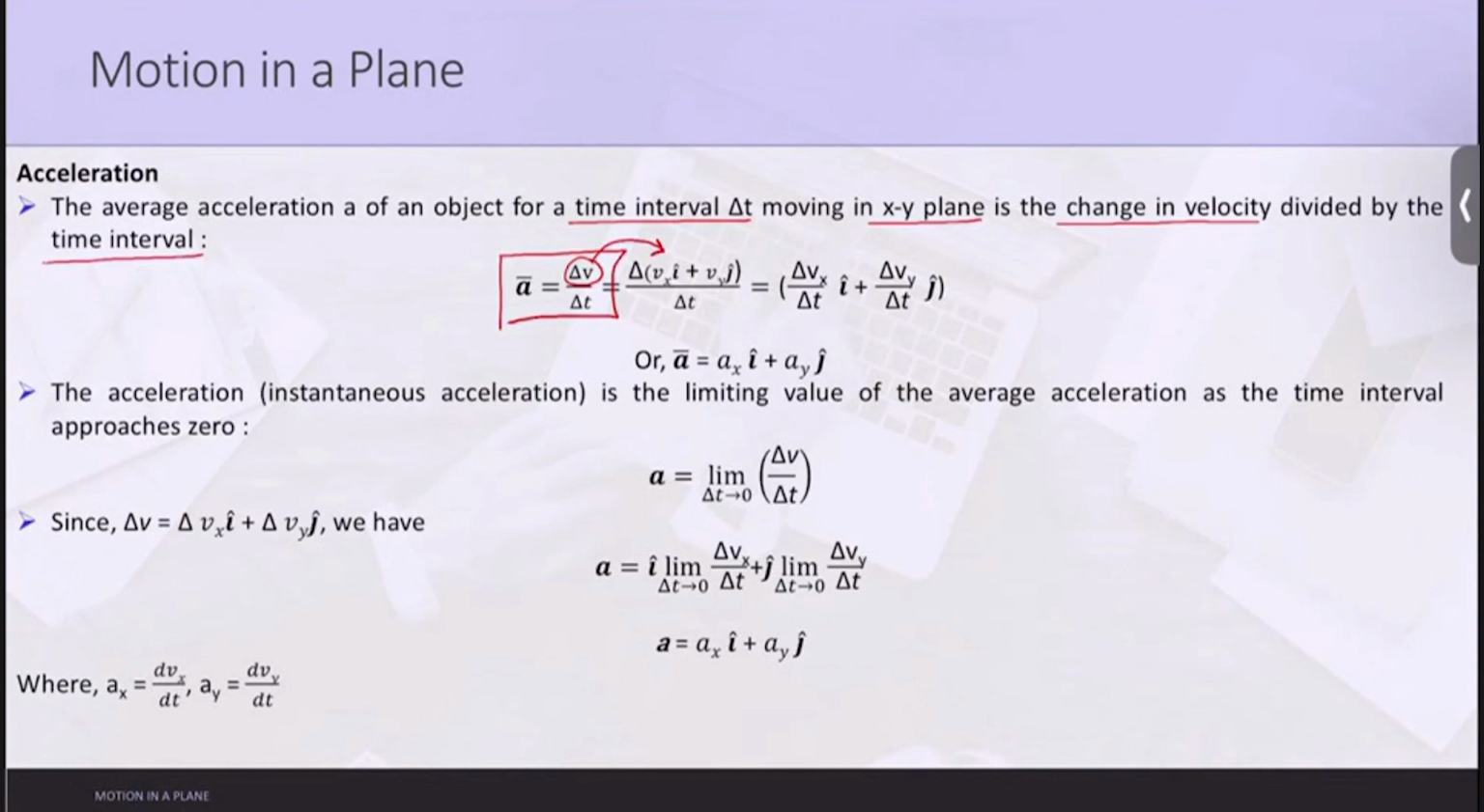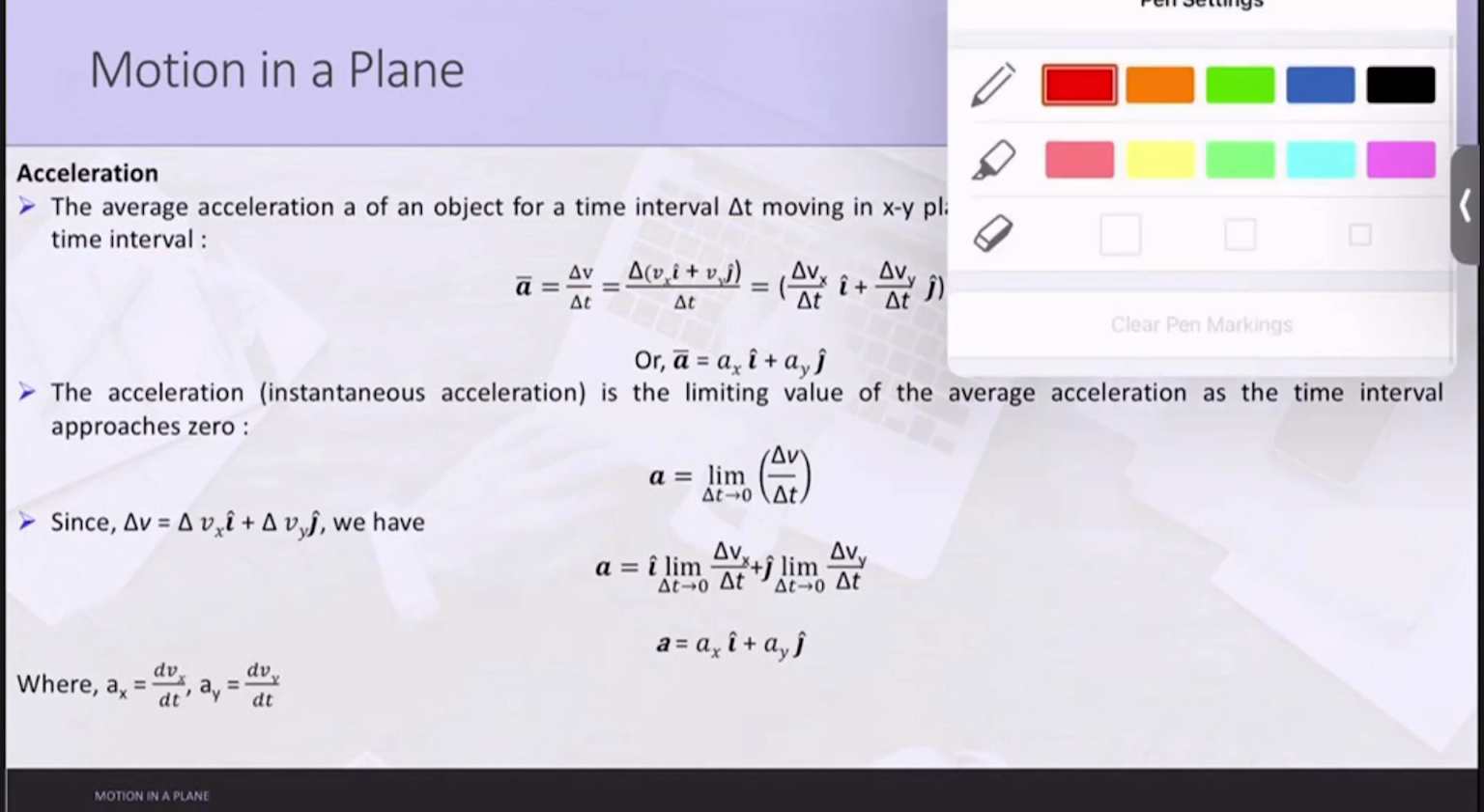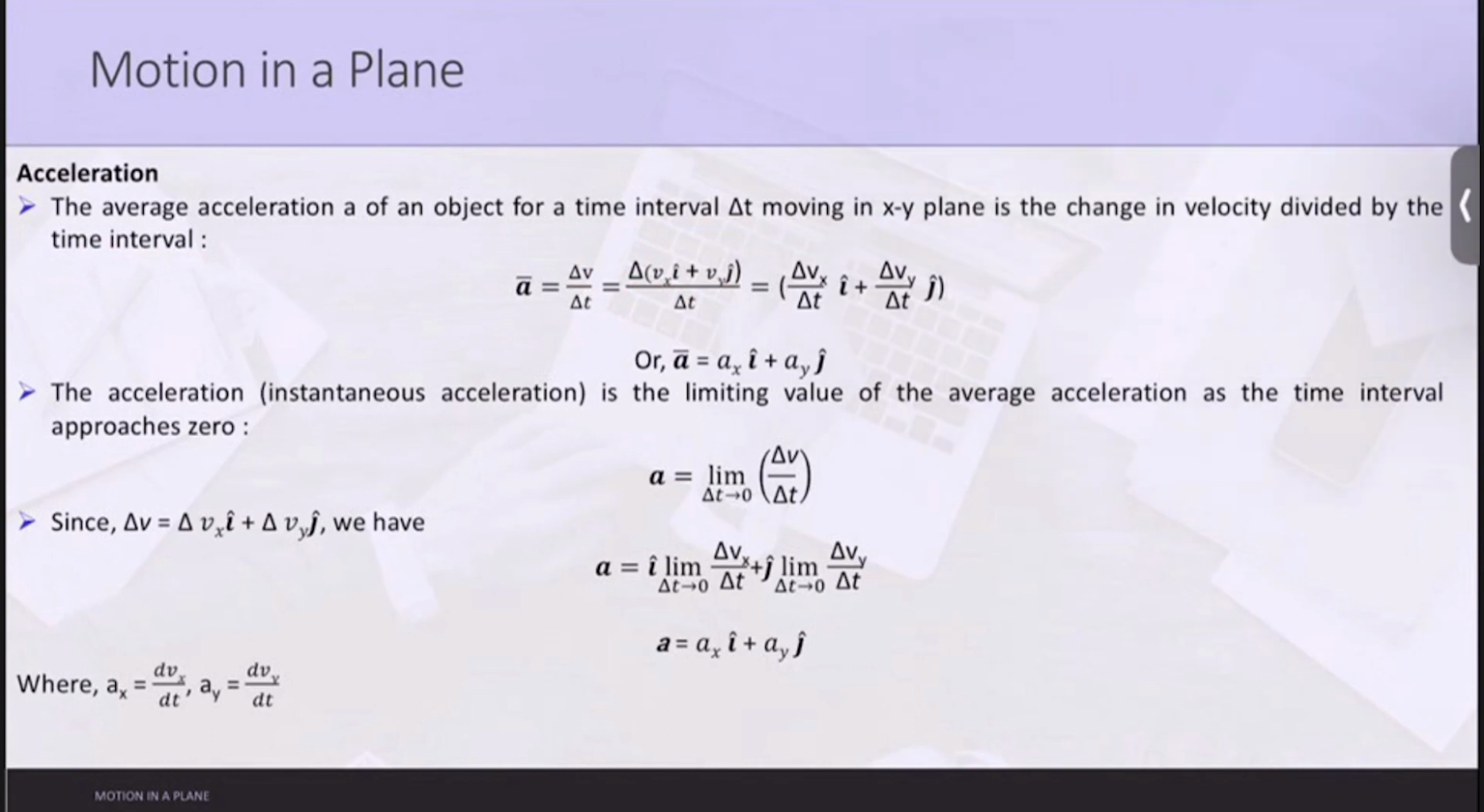Now delta can be used for both the properties here, so we can multiply directly here and here, and hence we will get delta Vx upon delta t i cap plus delta Vy upon delta t j cap. Or we can write this as a bar, which is nothing but equal to Ax i cap plus Ay j cap. Next, as we know, Ax can be said as delta V in the x direction upon delta t, and similarly Ay is nothing but delta V in the y direction upon delta t.